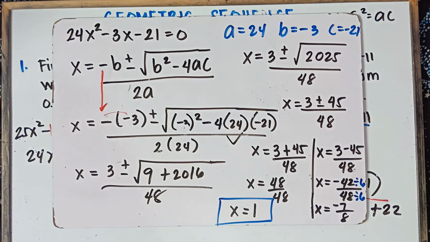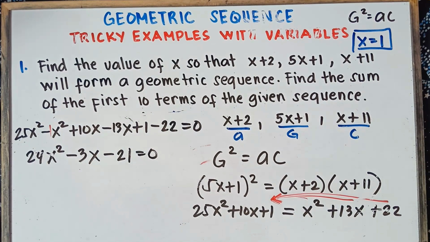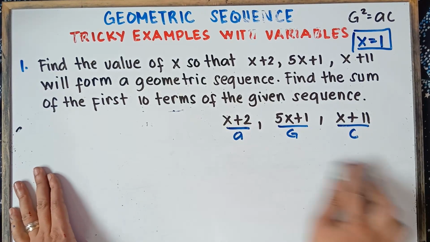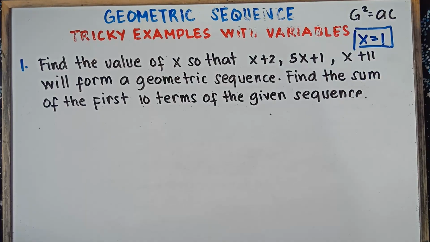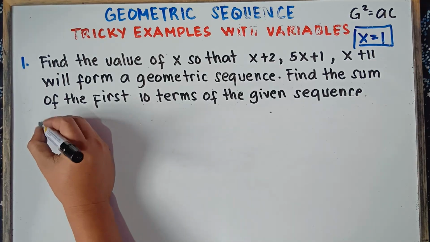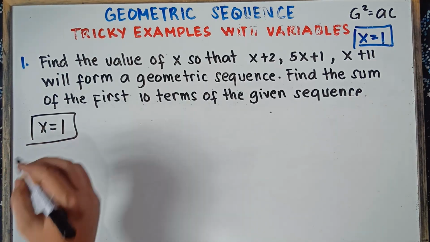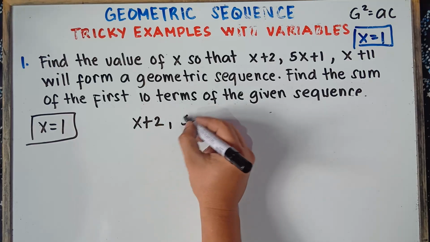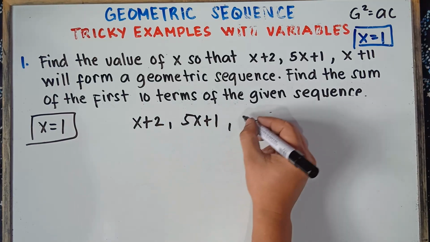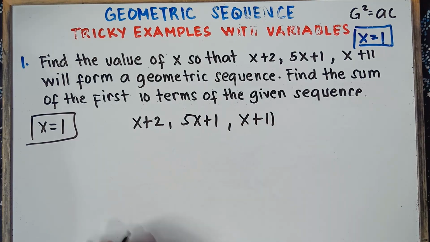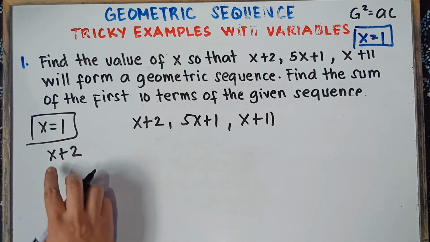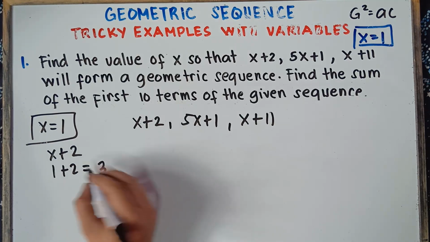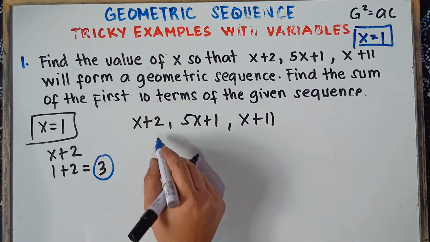Quite complicated, right? Alright, so let me just erase this one, class. We already have the value of x, and then let's find the sum of the first 10 terms. So our x is equal to 1, and we can now find the following terms. Our first term, we have x plus 2. Second term is 5x plus 1. Third term is x plus 11. So we can simply substitute the value of x. For x plus 2, our x is 1, so 1 plus 2. Therefore, our first term is equal to 3.